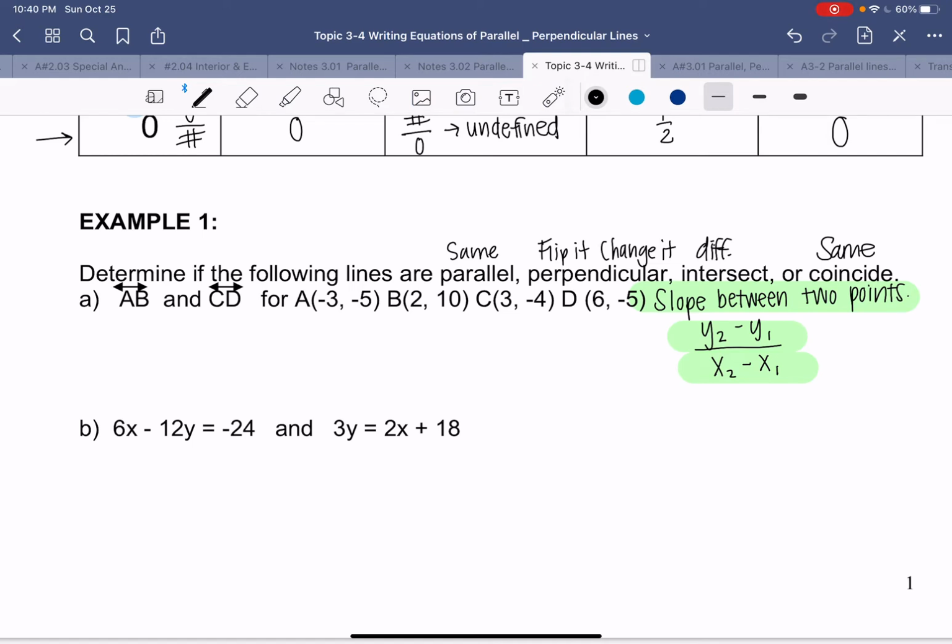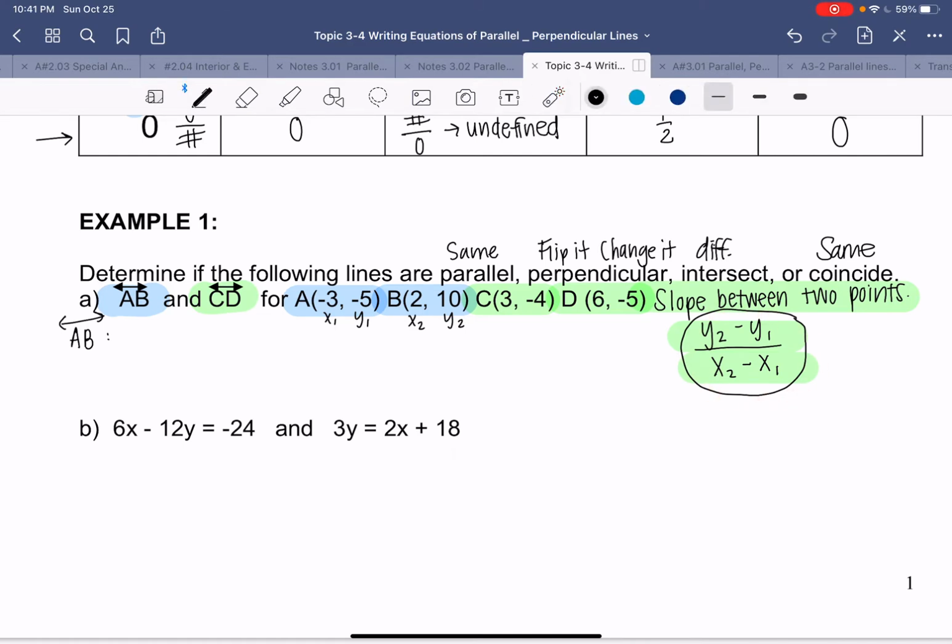Okay, so we have lines AB, which have these points right here, and then we have line CD. Okay, so there is a formula that we use, which is this one right here, and I rewrote it beforehand because I wanted to save some time. So if we use that formula, we will be successful. So we're going to find the slope between A and B. And we have to label our points. So x1, y1, x2, y2. And we're just going to plug it in to this formula right here.